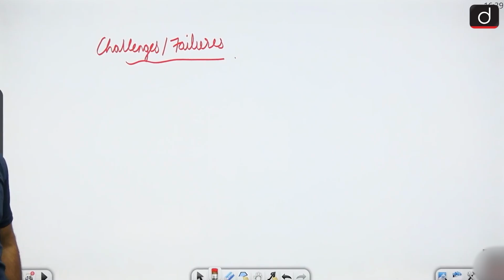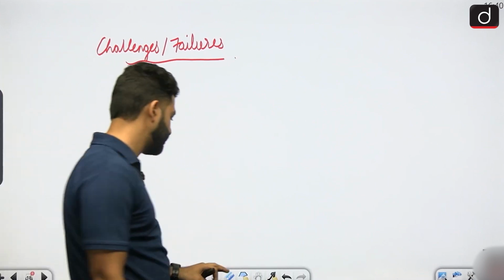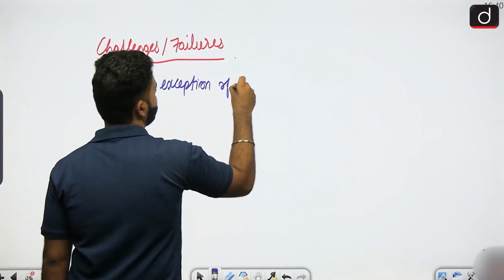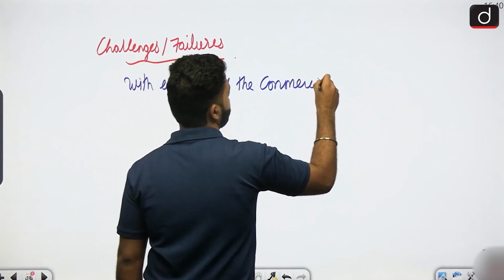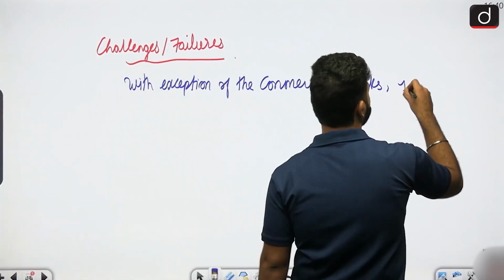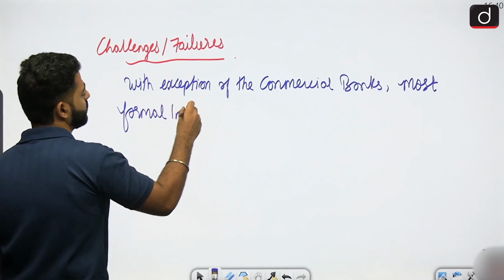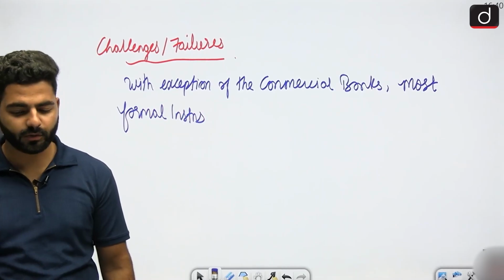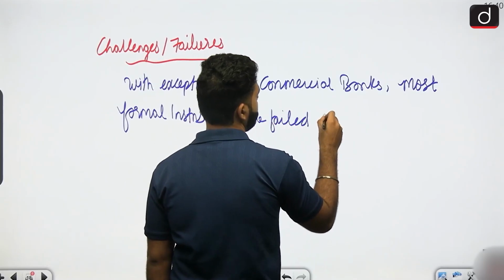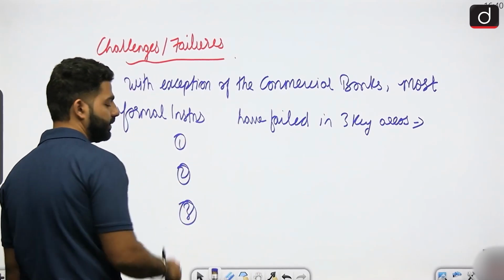Challenges / failures. Now with the exception of the commercial banks, most formal institutions have failed in three key areas. And what are those key areas? 1, 2, and 3. What is the first key area, guys?